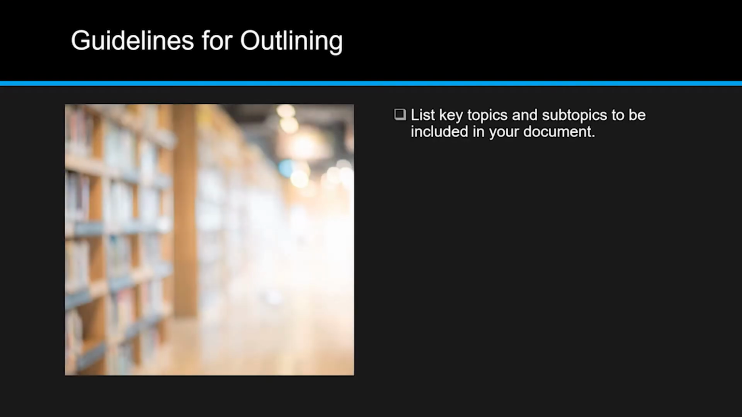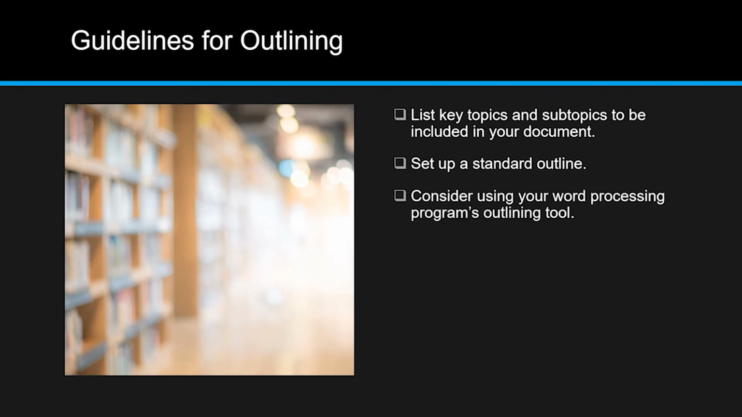So, guidelines for outlining. You want to make sure that you are listing key topics and subtopics that you are going to include within your document, okay? You want to set up a standard outline. Consider using your word processing program's outlining tool. Like I said, Microsoft Word used to have this. I think I remember checking in one of the latest copies and I didn't find it. Maybe it's still there, maybe not. And I'm not entirely sure if Google Docs has that, or whatever word processing software you typically like to use.